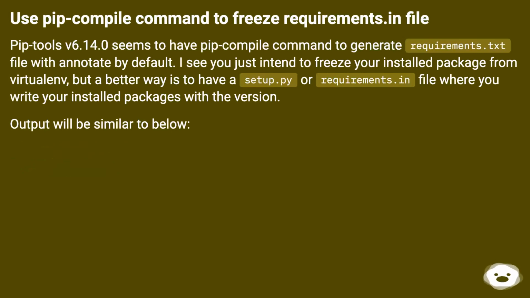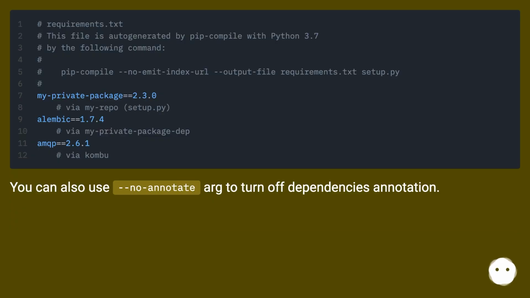Use the pip-compile command to freeze a requirements.in file. Pip-tools v6.14.0 seems to have a pip-compile command to generate a requirements.txt file with annotations by default. I see you just intend to freeze your installed packages from virtualenv, but a better way is to have a setup.py or requirements.in file where you write your installed packages with the version. Output will be similar to below. You can also use the --no-annotate argument to turn off dependencies annotation.